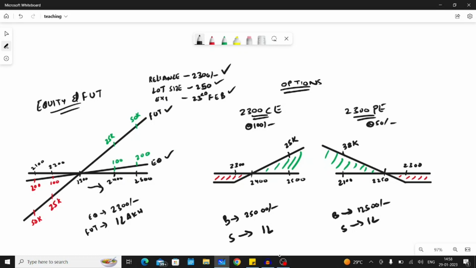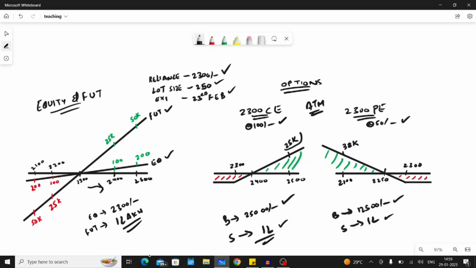Now let's see options, and let's see only at the money options. So at the money 2300 CE option is costing us around 100 rupees, whereas 2300 PE is costing us around 50 rupees, and the capital required to carry out this transaction is, the buyer of the call option will have to pay around 25,000 rupees, whereas the seller will have to pay around 1 lakh rupees, similar to what the futures person had to pay. And if we consider put options, the buyer has to pay only 12,500, and the put option seller has to pay a sum of 1 lakh rupees.